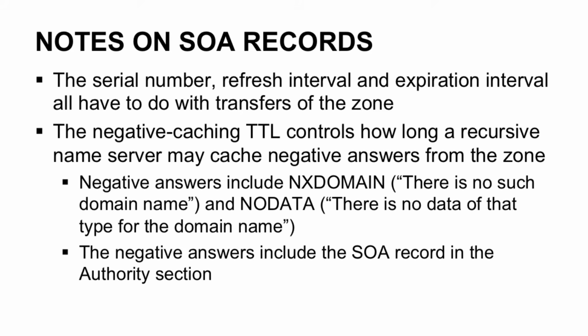The negative caching time to live value determines how long recursive name servers may cache negative responses from the name servers for the zone. There are 2 negative responses in DNS. NXDOMAIN, which means the domain name you asked about doesn't exist, and NODATA, which means the type of record you asked for doesn't exist for that domain name, though the domain name itself exists. When a name server sends either type of negative response, it usually includes the zone's SOA record in the message, so the recipient name server can see how long to cache it.